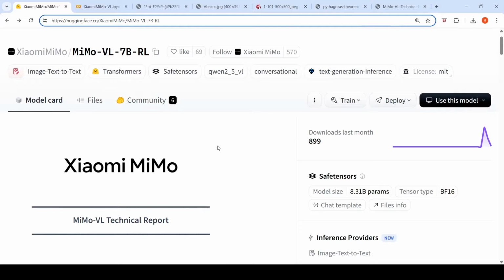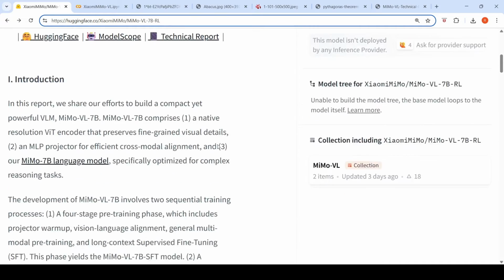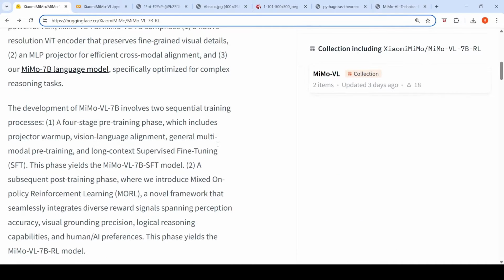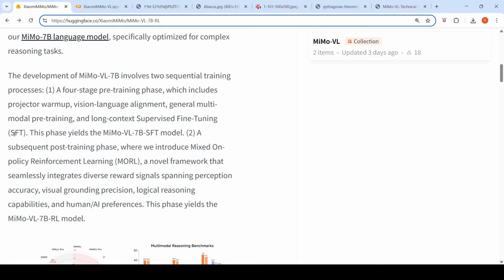Xiaomi has released its visual language models. In this video, let's look at MiMo-VL-7B-RL from Xiaomi. What they have done is created a base visual language model, which is MiMo-VL-7B, and then they created a supervised fine-tuned model, which is the MiMo-VL-7B-SFT model.